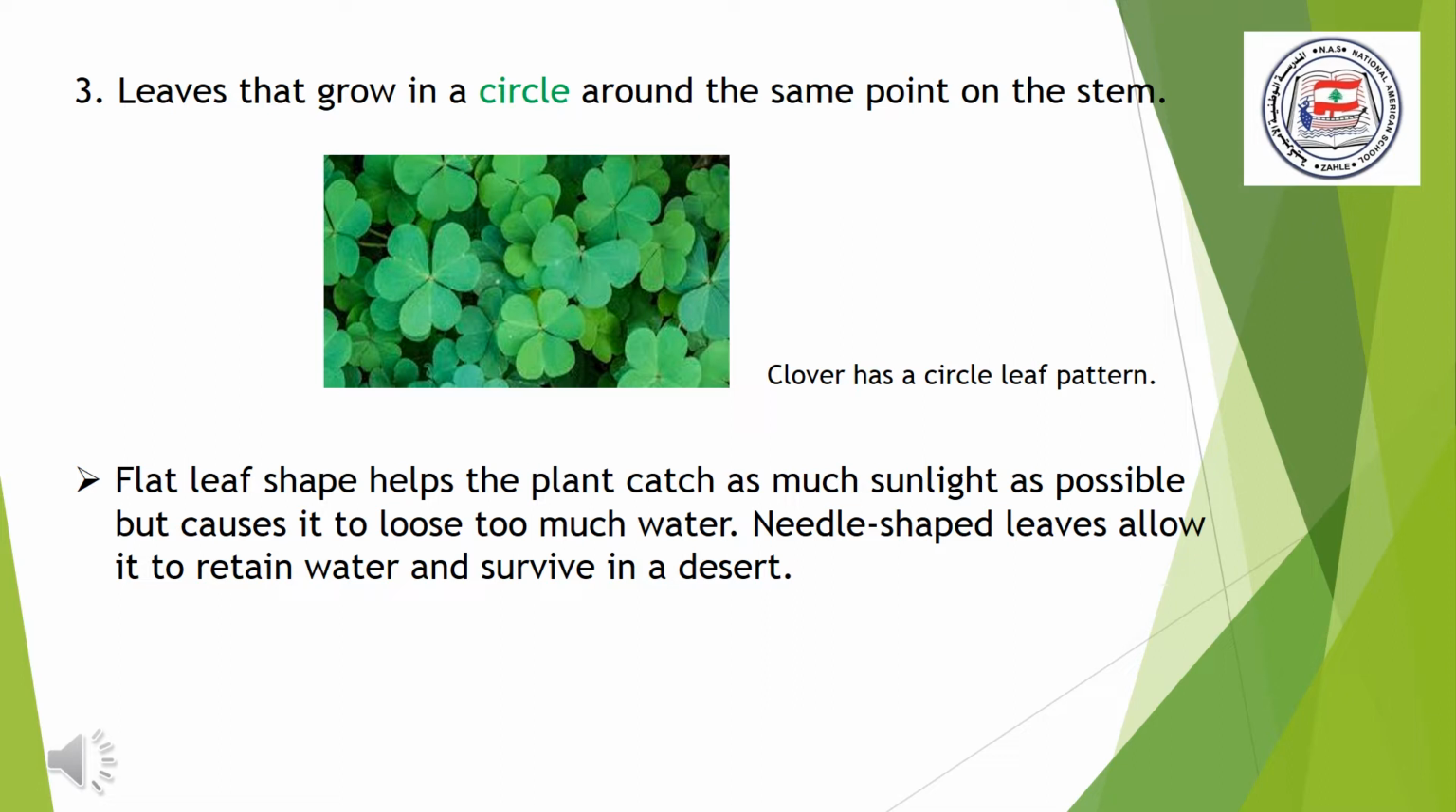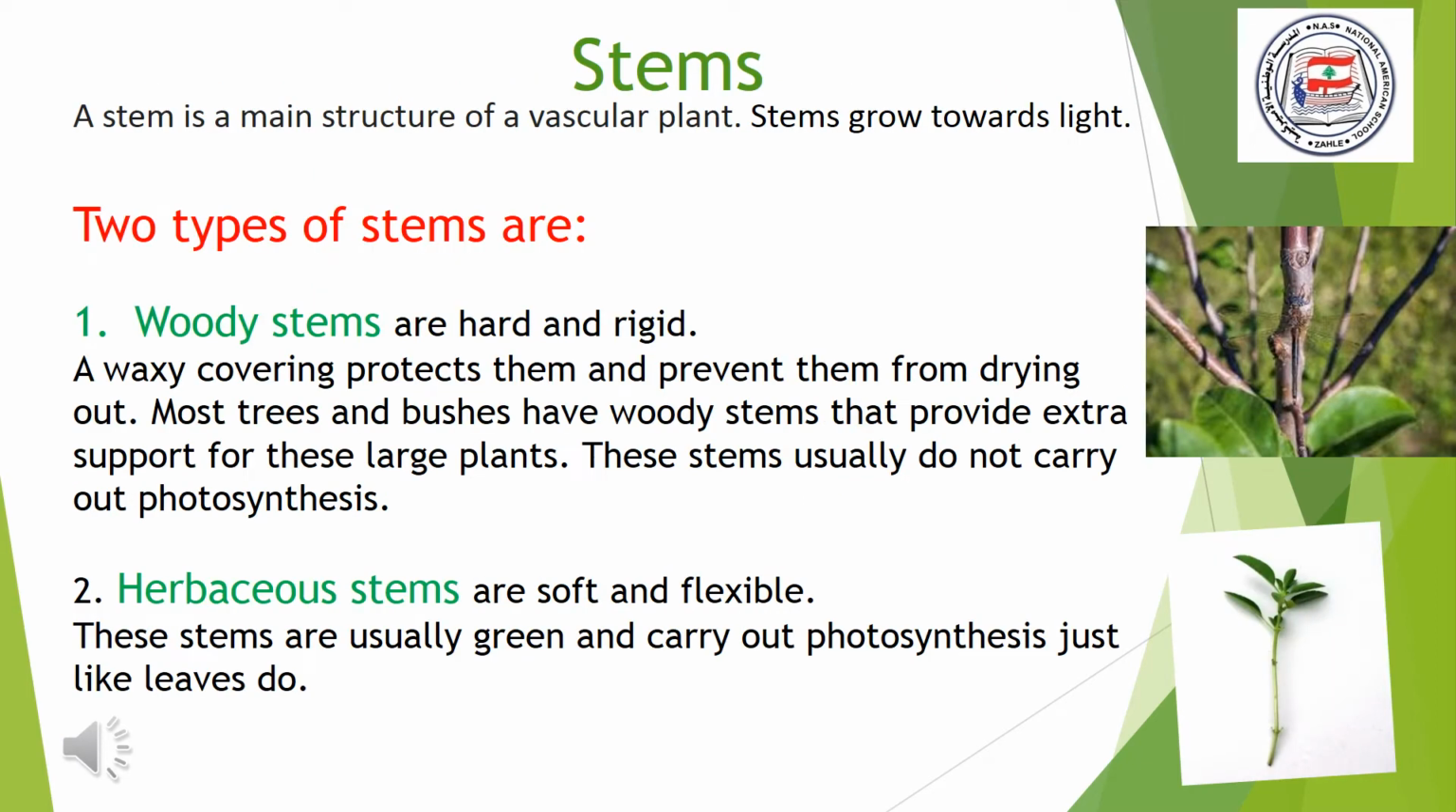The flat leaf shape helps the plant catch as much sunlight as possible, but causes it to lose too much water. Needle-shaped leaves allow it to retain water and survive in a desert. Let's now talk about stems. A stem is a main structure of a vascular plant. Stems grow towards light. Let's remember the functions of a stem.